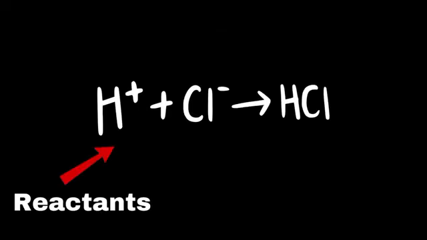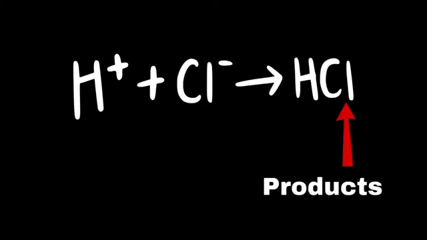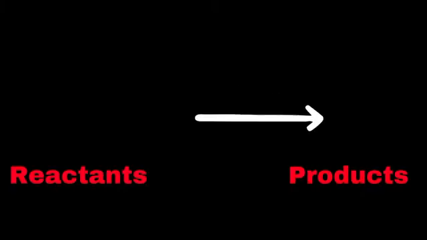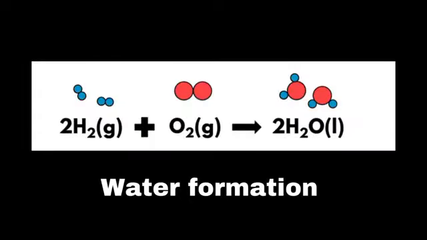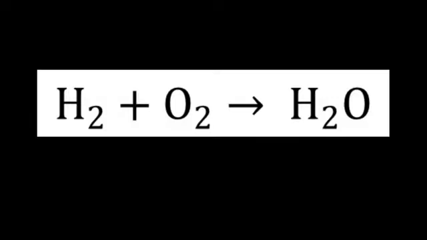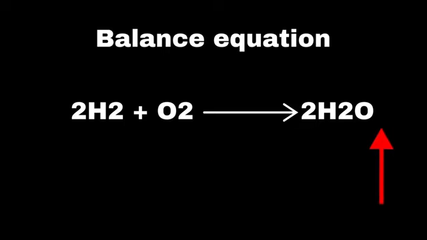Chemical reactions are represented by chemical equations, where the reactants are shown on the left side and the products on the right, with an arrow indicating the direction of the reaction. For example, in the reaction between hydrogen and oxygen to form water, the equation is written as 2 hydrogen atoms plus 1 oxygen atom equals 1 water molecule.